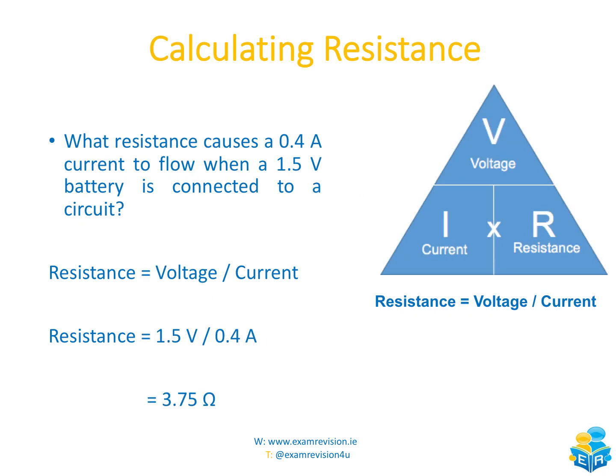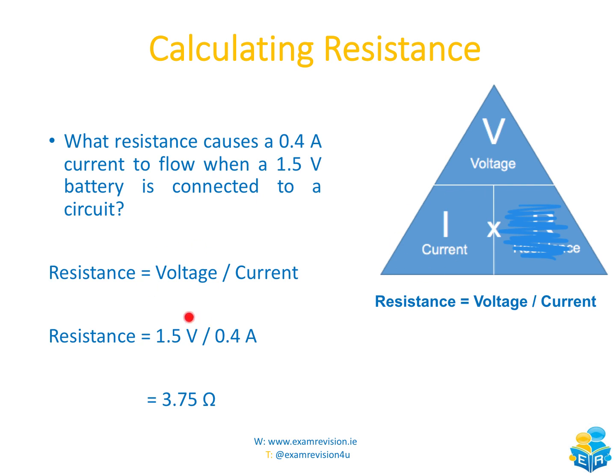So we're going to calculate resistance now. To calculate resistance, we're going to cover resistance up in our very important relationship, and we're left with voltage divided by current. So what resistance causes a 0.4 amp current to flow when a 1.5 volt battery is connected to a circuit? Well, first thing we do, we write down how we calculate resistance. From the triangle over here, it's voltage divided by current.